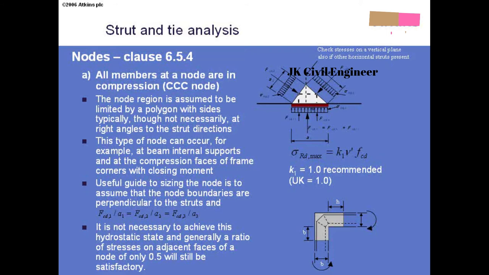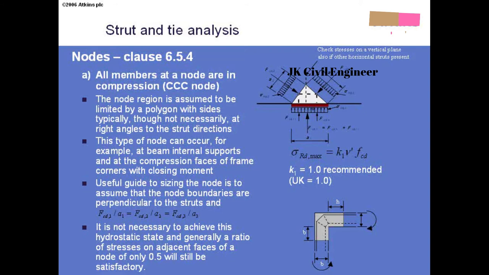This also could be representative of a corner joint like we've got at the bottom here under closing moment. Basically, there's a useful sizing guide, which I can't remember if this is actually in the Eurocode or not, but it's good practice. What you actually try to do when you're sizing up a node like this is to get hydrostatic pressure on the faces of the node as a real ideal. So what we try and do is set the dimensions of these and the forces such that the pressure on that face is the pressure on this face. But that isn't always achievable.